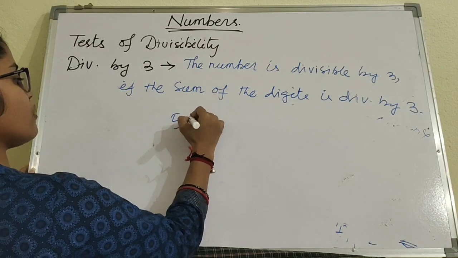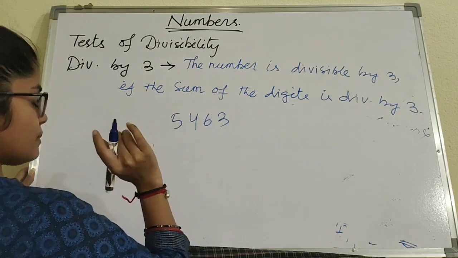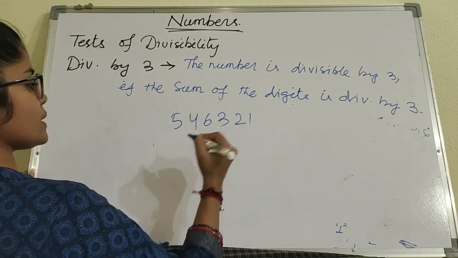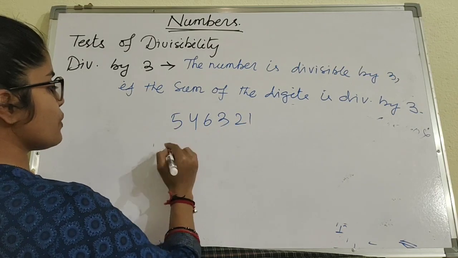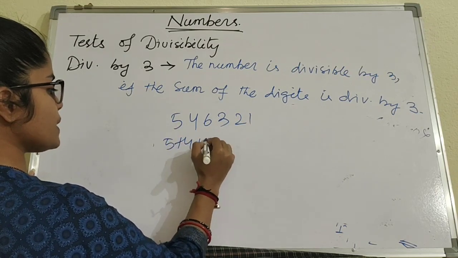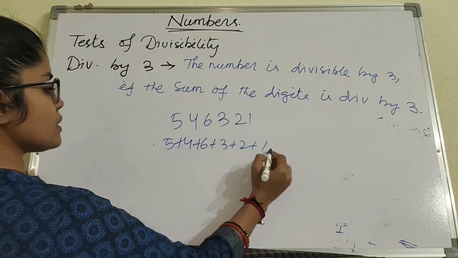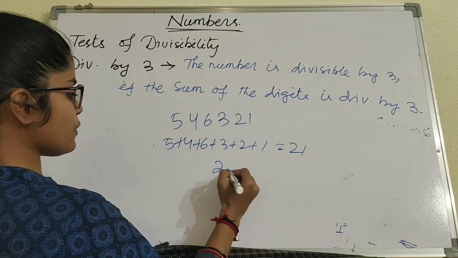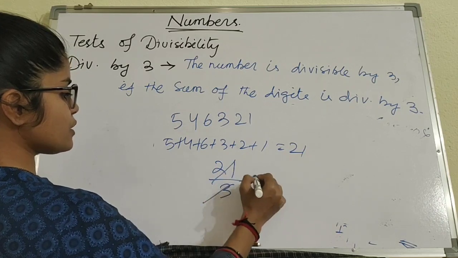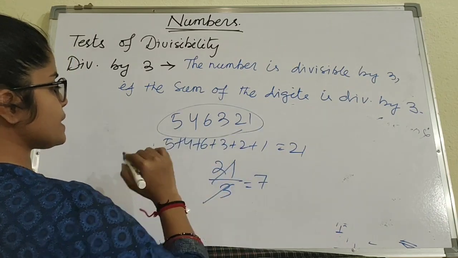5, 4, 6, 3, 2, 1. 5 plus 4 plus 6 plus 3 plus 2 plus 1 is equal to 21. So 21 is divisible by 3. So this number is divisible by 3.